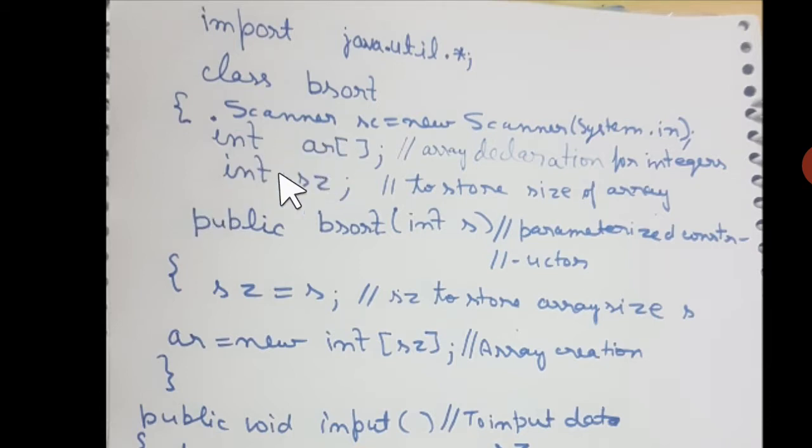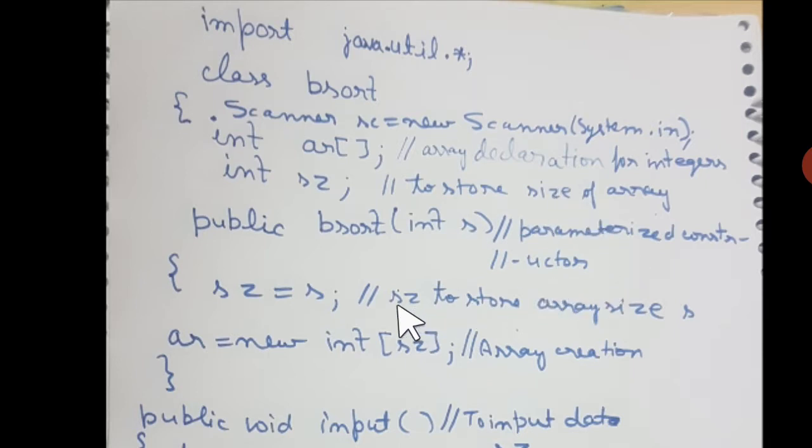The array name is AR, it is of int type, so square bracket is there for the array. And then int sz, that is storing the size of the array. Then public BSort, there is a constructor. Name of the class and name of the function is same, no return type, so it's a constructor, and it has got a parameter, that is s, so there is a parameterized constructor.